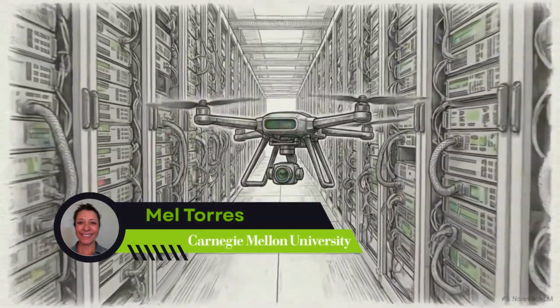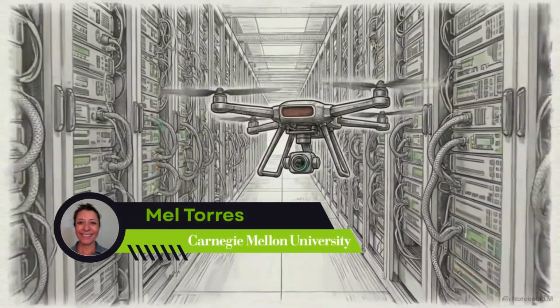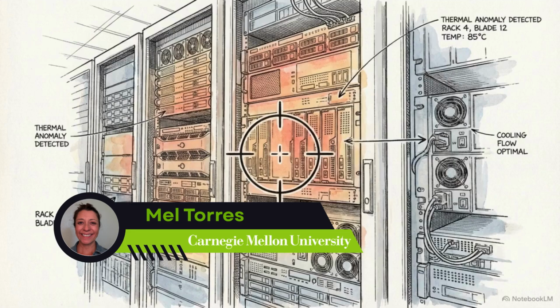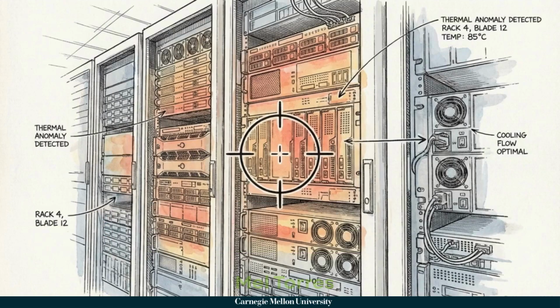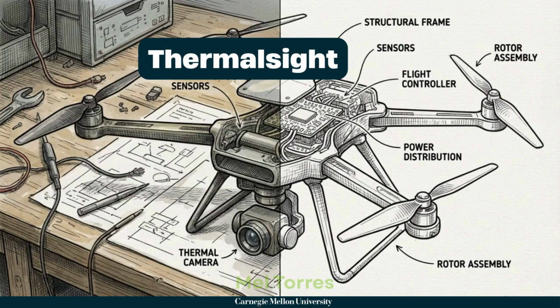The objective is autonomous aerial inspection. We are building a system where a drone navigates critical data center infrastructure, evaluates real-time thermal conditions, and executes operational decisions without human intervention. To get there, we start with ThermalSight. This is a proof-of-concept digital twin designed to test physical robotics and AI perception in a strictly controlled, simulated environment.